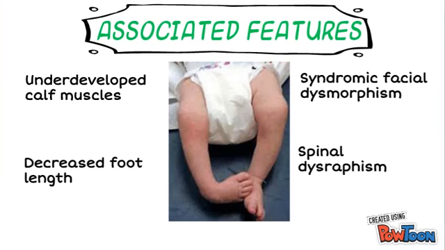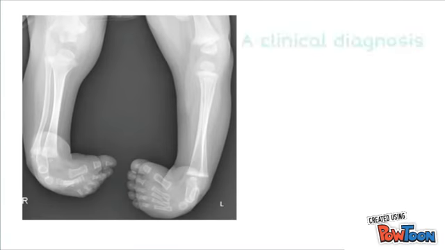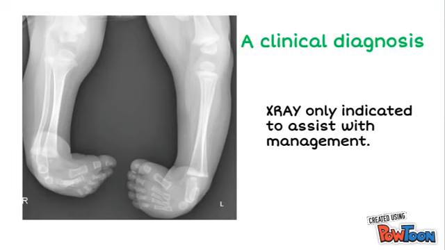It is often an isolated problem in an otherwise healthy newborn, but can be accompanied by other deformities if a syndrome is present. This must be kept in mind. True clubfoot is a clinical diagnosis. All 4 deformities previously mentioned must be present and not correctable on passive movement. X-rays would only be indicated to assist with management.